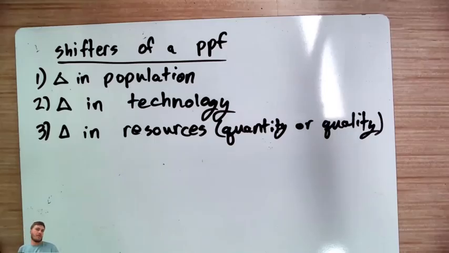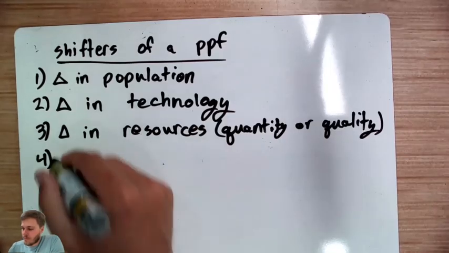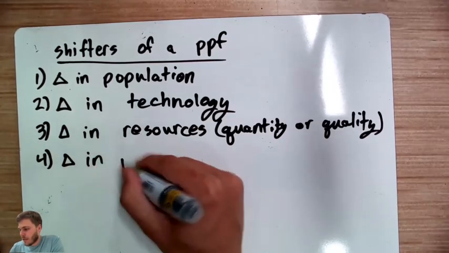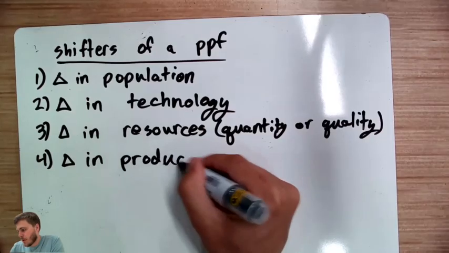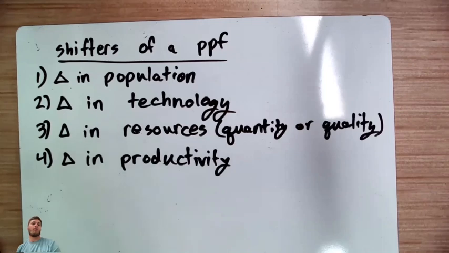Quality of resources. Similar to the technology, if you discover a resource that's better in producing there. All of this comes down to changes in productivity too. If we can be more productive, we can end up producing more, or we can produce less. And then remember the other things that could change things around are trade. I would put that as making things more beneficial.